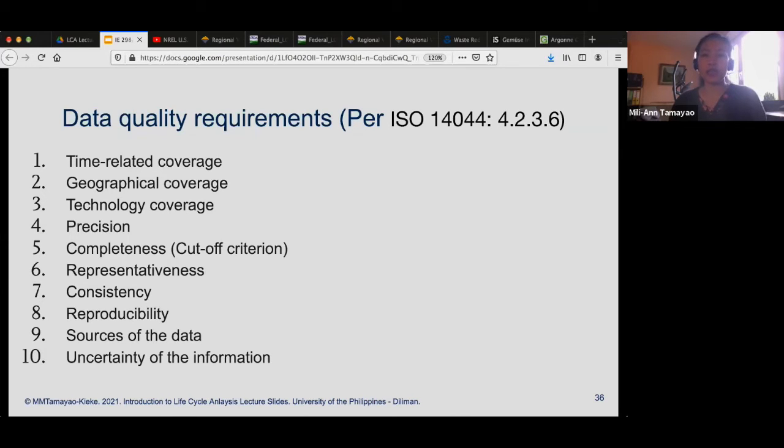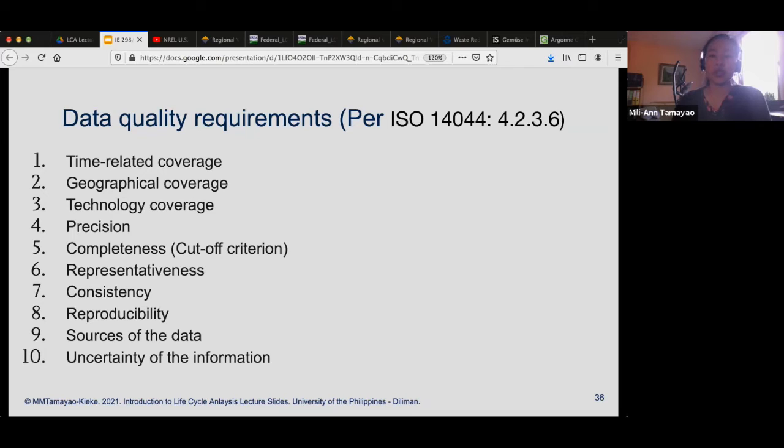Consistency is a qualitative assessment of whether the study methodology is applied uniformly to the various components of the analysis. Reproducibility is whether future researchers will be able to perform the study that you conducted. And then sources of the data: you have to clearly summarize all the sources of your data and provide an assessment as to the soundness of these sources. And then the uncertainty of the information.